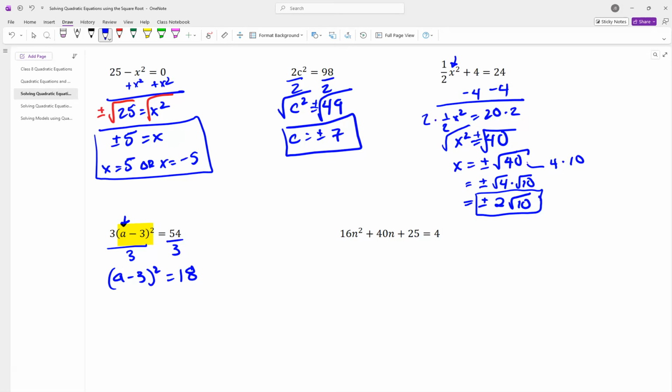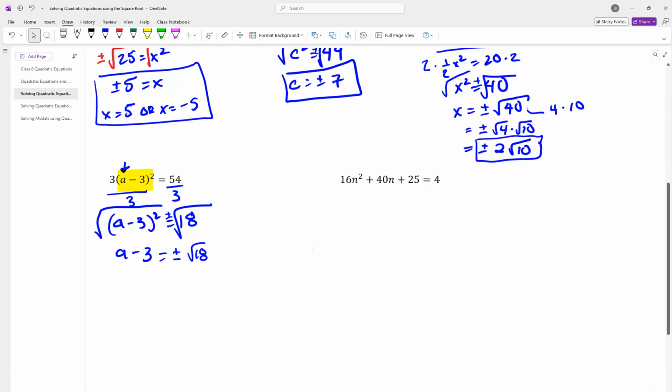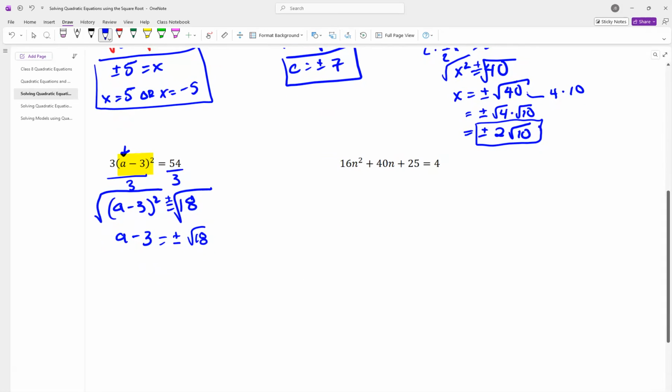Okay, this is uncomfortable, but we can work with uncomfortable things. Square root to undo the square and include a plus and a minus. So I have a minus 3 is equal to plus and minus square root of 18. Okay, now technically all I need to do is move the 3 over, and I'd be done, but I'm going to say that's not enough, because I want to try and simplify the square root of 18.